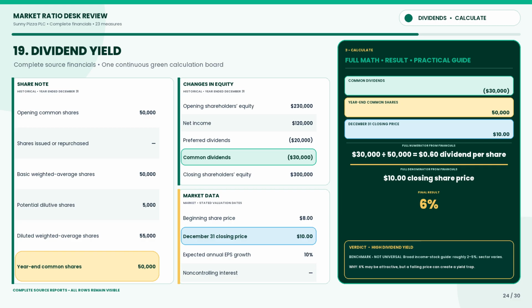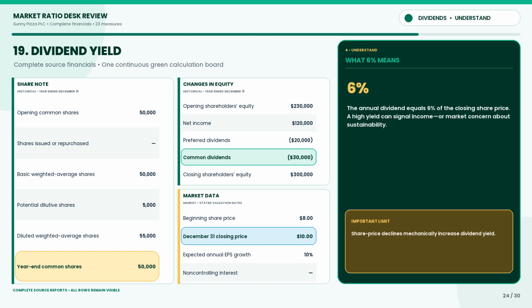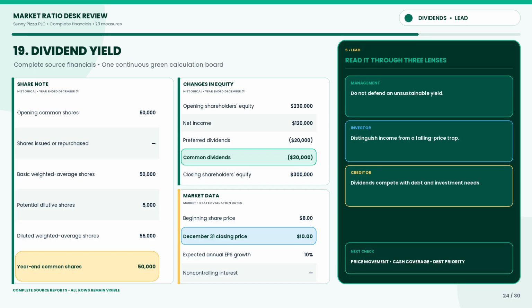The market uses yield to compare current dividend income with the price paid. Management observes the income signal but should not defend an unsustainable dividend. Investors must distinguish a healthy yield from a yield raised by a collapsing share price. Creditors examine whether dividend cash outflows compete with interest, principal, and investment needs.